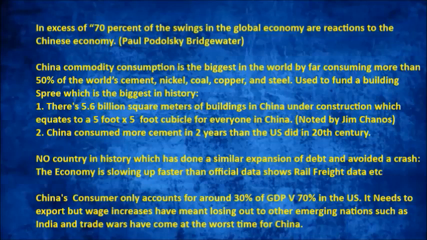Now, China's consumer only accounts for around 30% of GDP. Okay, so that's internal consumption. In the US, it's 70%. Okay, now what this means is really China has to export. It's the world's biggest manufacturer. It's trying, obviously, to build a middle class or get a bigger middle class, but it's just not big enough to take up the slack of falling exports.